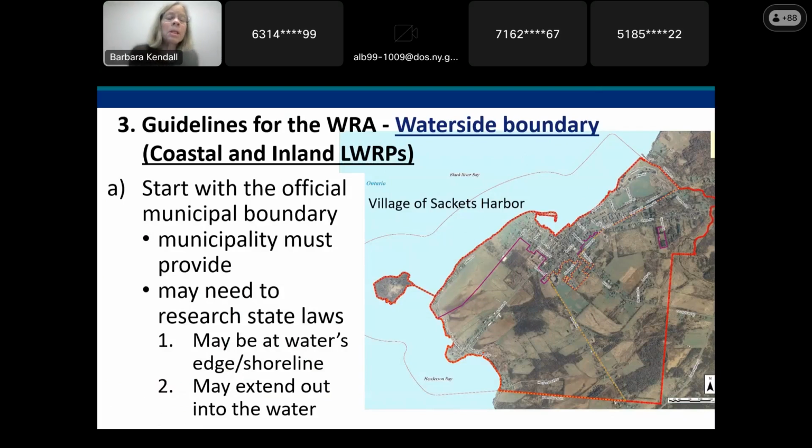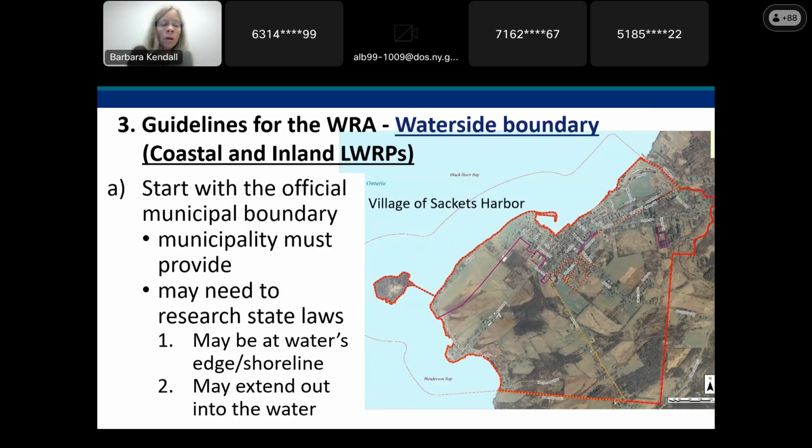Now we're going to switch and talk about the waterside boundary. We've done the landward boundary in coastal and inland areas. For the waterside boundary, we're going to talk about both together, the coastal and inland LWRPs. So for this, what you need to do is start with the official municipal boundary. Sometimes it's at the water's edge. For example, the village of Sackett's Harbor, the boundary of the village is at the water's edge.